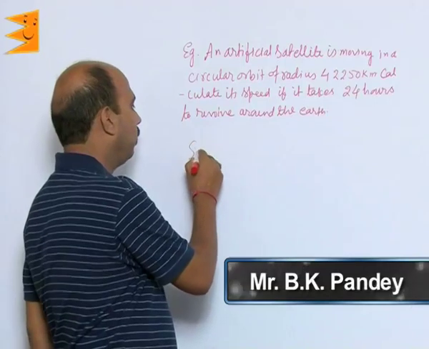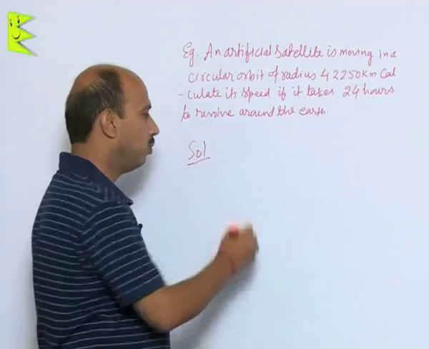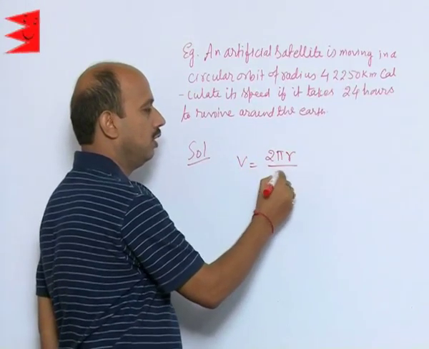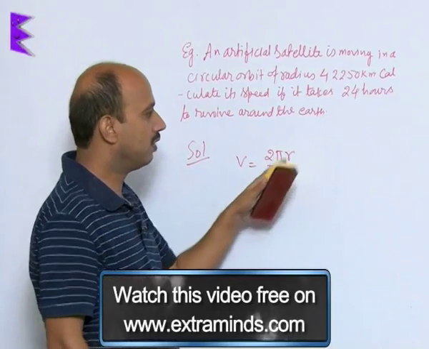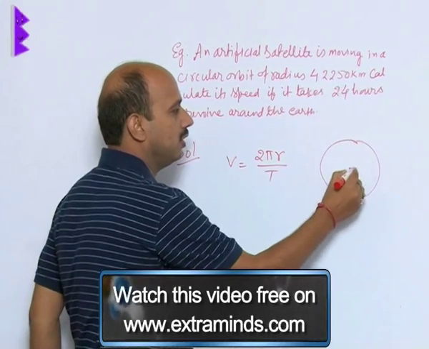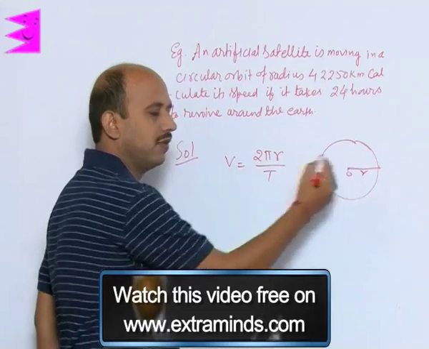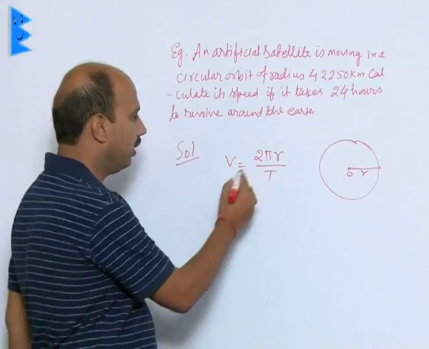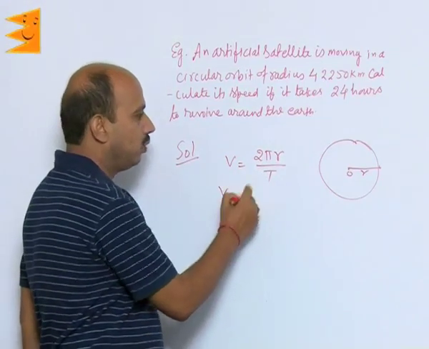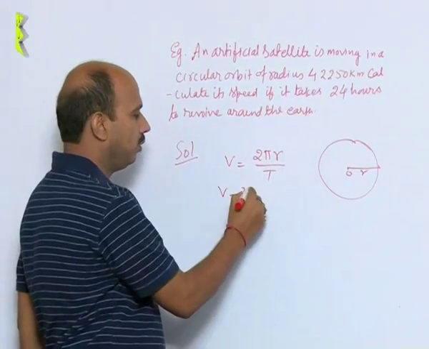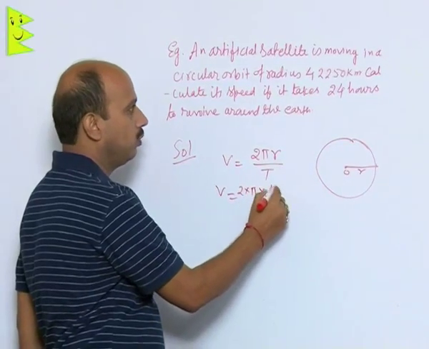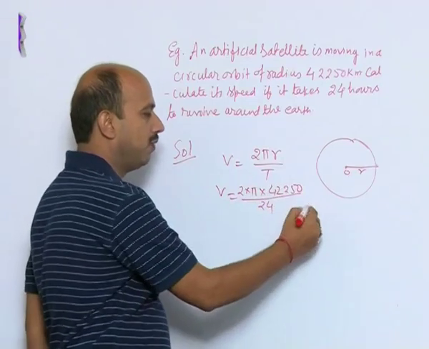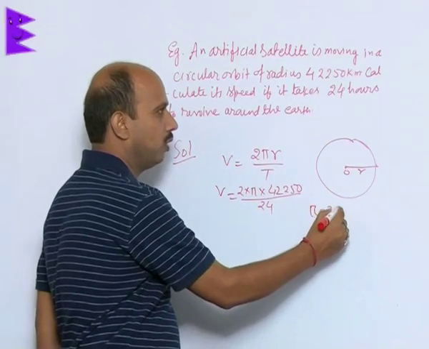So what we can do here, first we know the formula of speed is v is equal to 2 pi r upon t, where 2 pi r is the circumference. It means if this is the center, O R, this is the complete circumference, and t is the time taken to complete one revolution. So here we can write v is equal to, r is given to us, 2 into pi into 42,250 divided by 24. We can put the value of pi, pi is equal to 3.14.